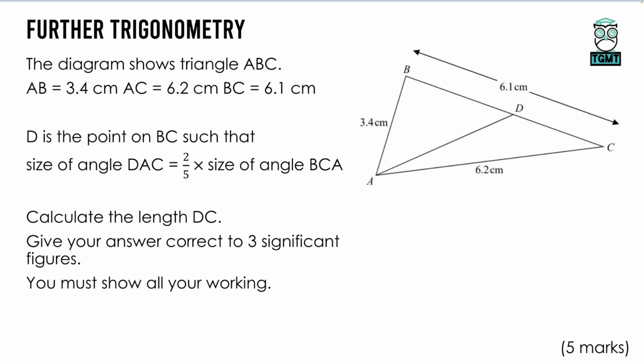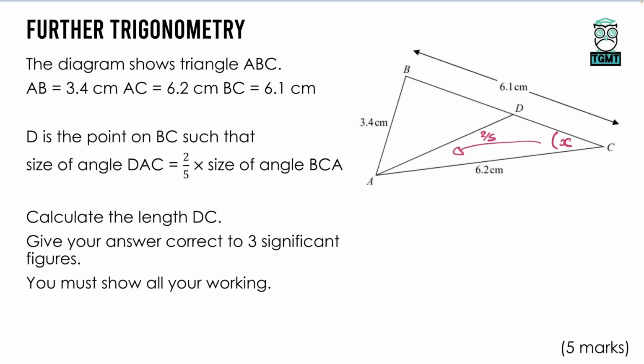Now this question says it shows a triangle ABC, and it gives us some measurements on the diagram and in the description. It says D is the point on BC such that the size of angle DAC is 2/5 of the size of angle BCA. So this angle here, if we were to work that out, well, this angle over here is 2/5 of that. So to get that angle, we would find out the angle x and then times it by 2/5, or divide by 5 and times by 2.